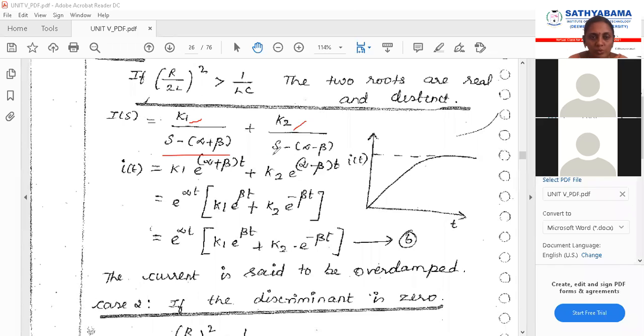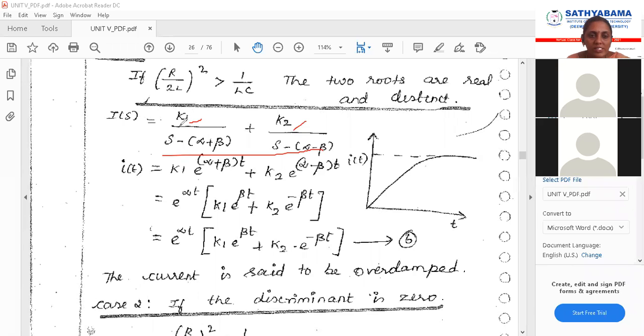These are the two roots, and we know they are going to be real and distinct because we have taken case 1, (R by 2L) the whole square greater than 1 by LC. Clear? Now, this is the I(s) value. To find the I(t) value, we are going to take the inverse Laplace transform. This is of the form 1 by (s minus a), which gives e power at.